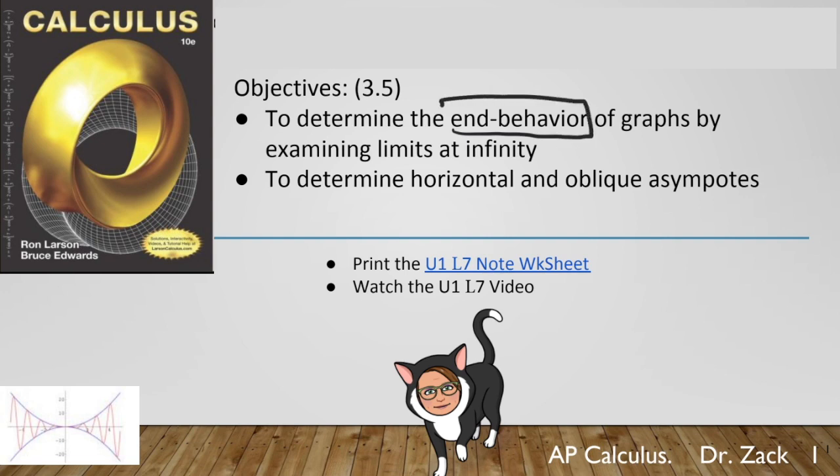We are going to study the end behavior of graphs today, which means we will take the limit as x goes to positive or negative infinity for our functions. Now, fun things happen with some of our functions that are rational, and we might get some horizontal or oblique asymptotes as we examine the end behavior.